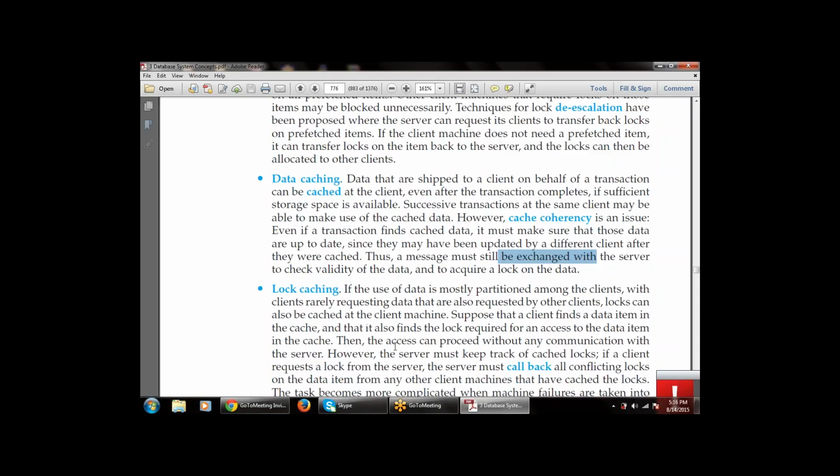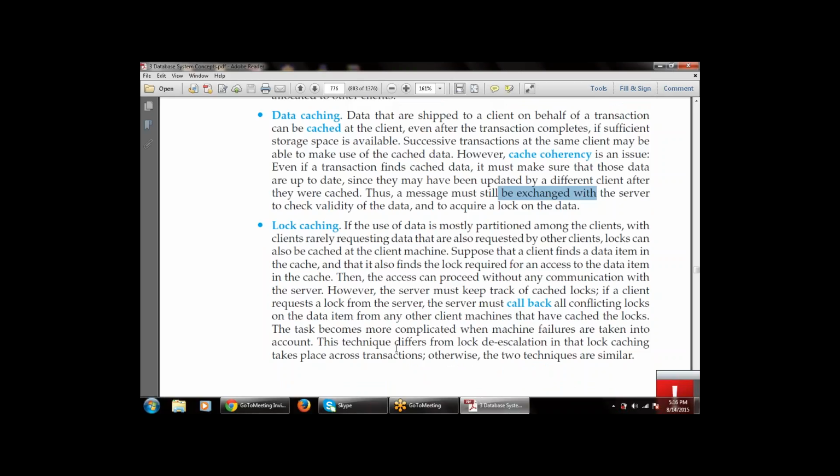Then next is lock caching. There is also a facility for caching locks in client memory. If the use of data is mostly partitioned among the clients, with clients rarely requesting data that are also requested by other clients, locks can also be cached at the client machine. So the locks that are available are held on the client machines. Suppose that a client finds a data item in the cache; it also finds the lock required for access to the data item in the cache.